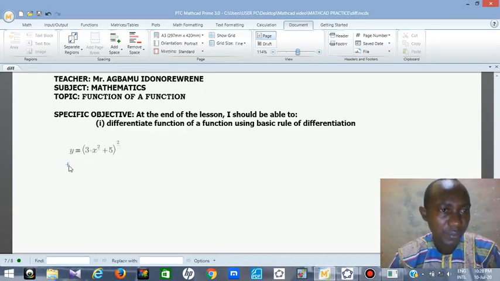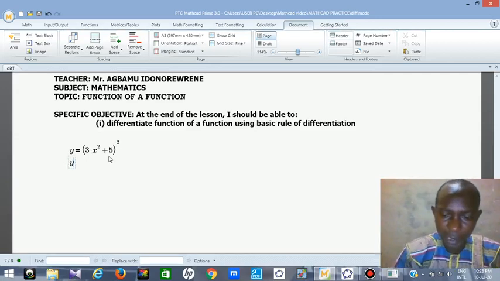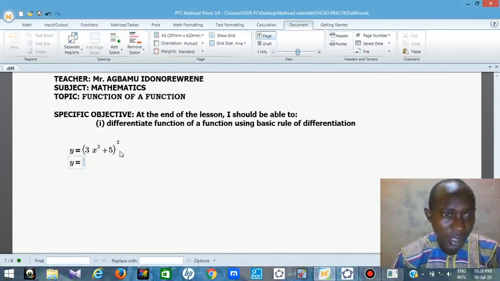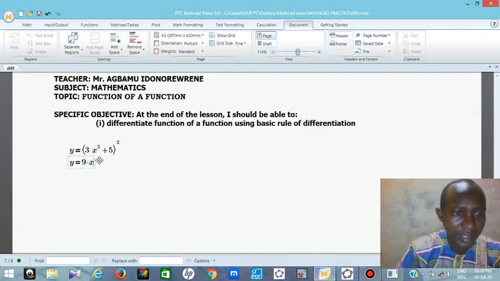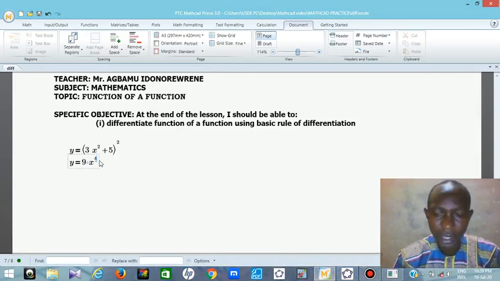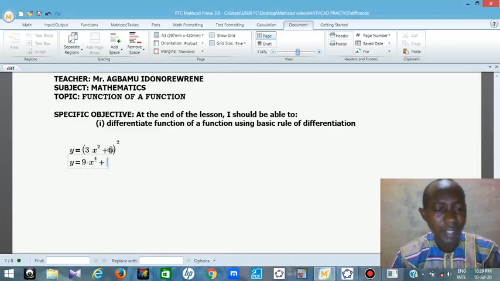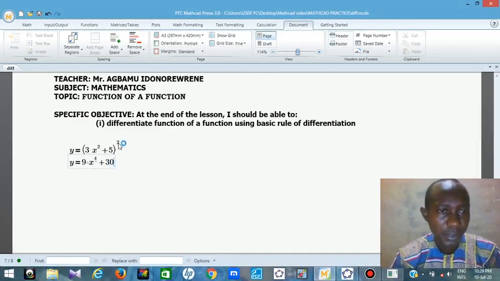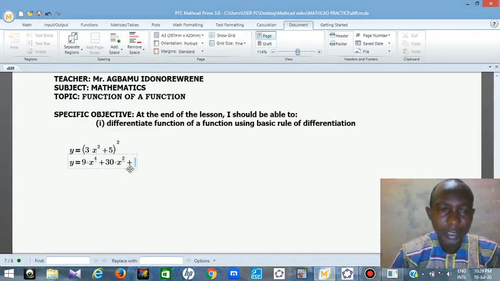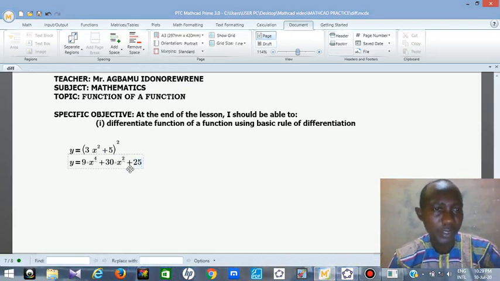To differentiate this fast using basic expansion, if I expand this bracket, I get 3 squared x squared, which is 9x raised to power 4. Then plus 2 times 3 times 5, which is 30, with x squared attached. Then finally, when you square 5, it gives you 25.